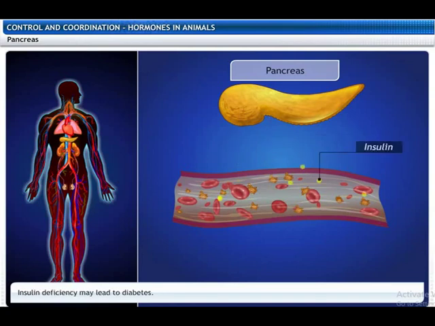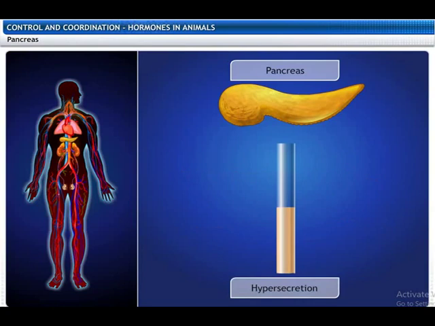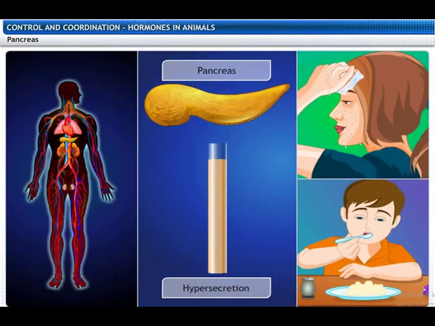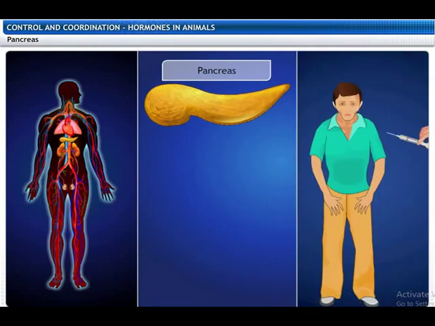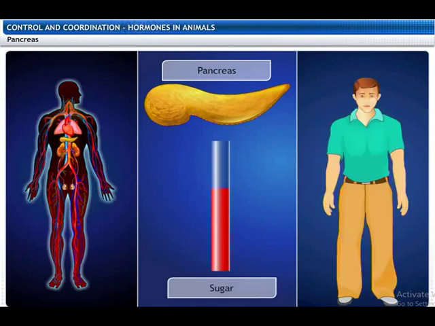If the insulin hormone is secreted in small amounts, the sugar level in our blood rises and causes a disease called diabetes mellitus. Hypersecretion of insulin causes hypoglycemia, sweating, and hunger. Diabetic patients may be given doses of insulin to control the sugar level in the blood.